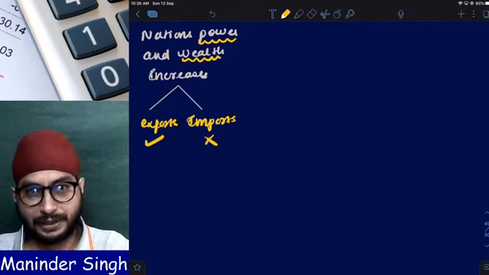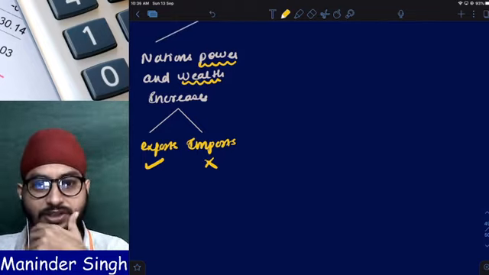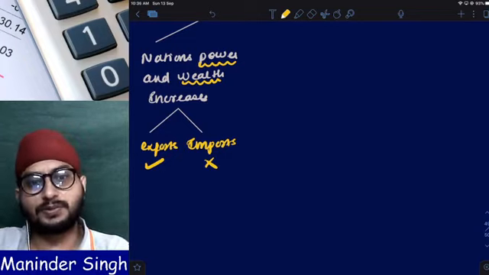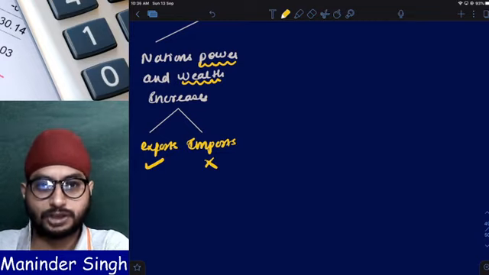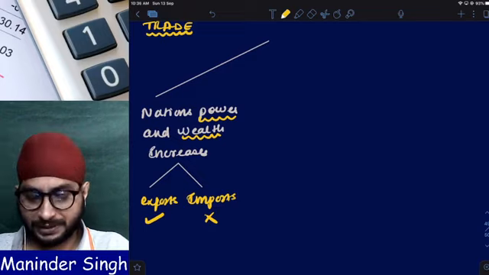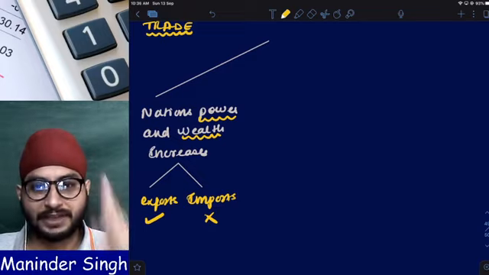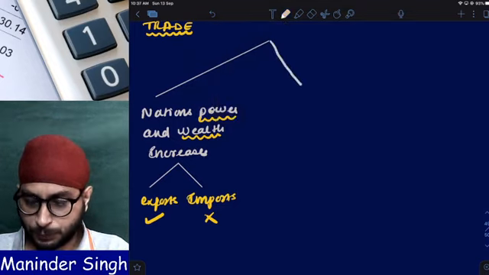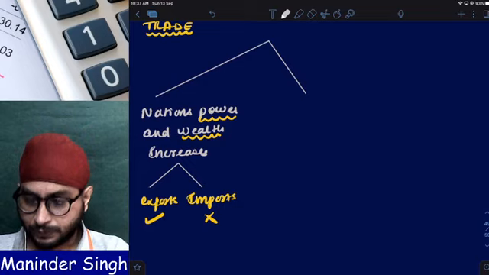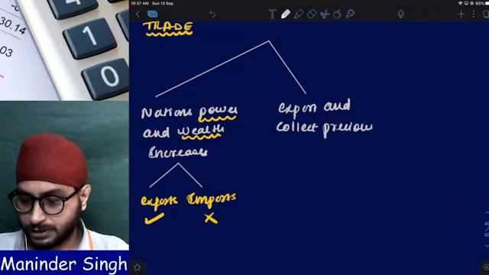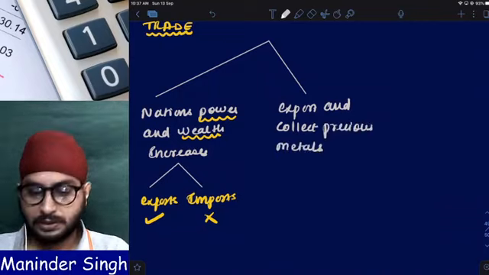Now tell, is this practically possible in today's generation? No. That is why Adam Smith, and some other people, have given their own versions of theory that we'll see later on. So according to mercantilist theory, nations' power and wealth will increase only when exports are there and there are no imports. And after exporting, collect precious metals.